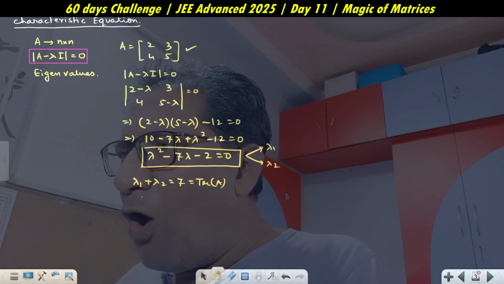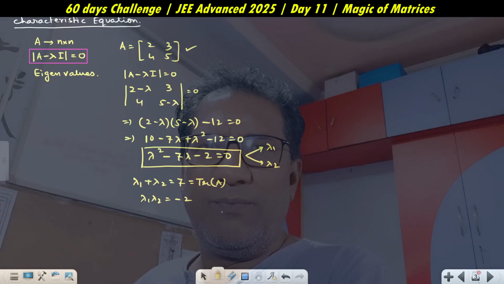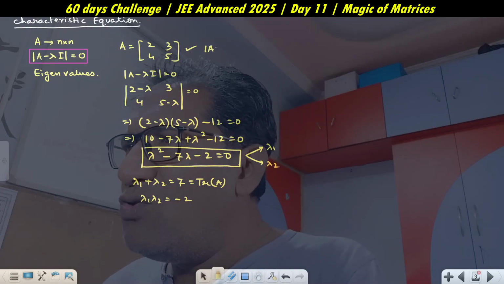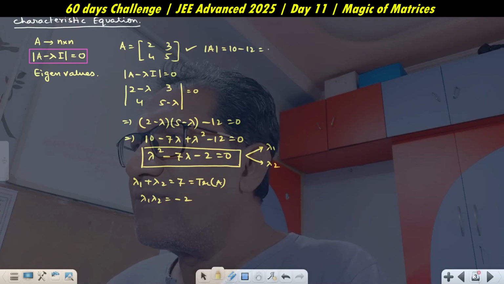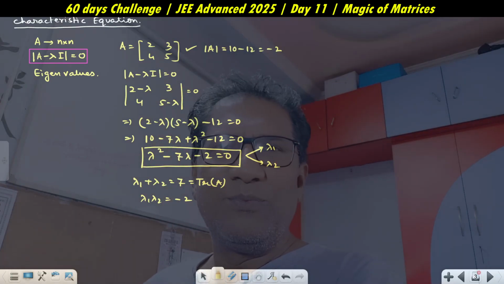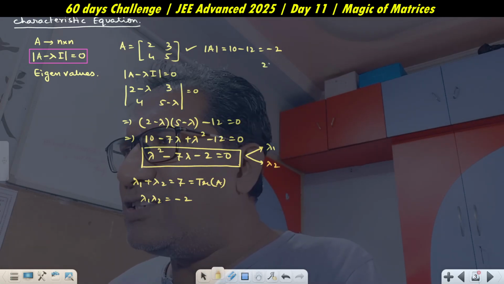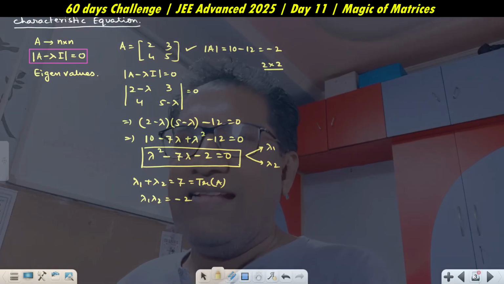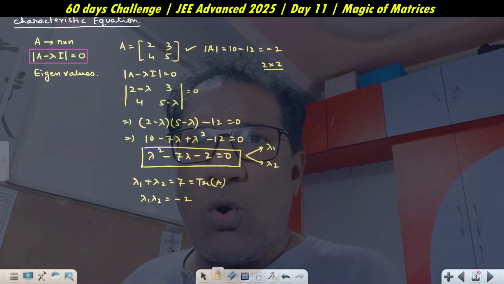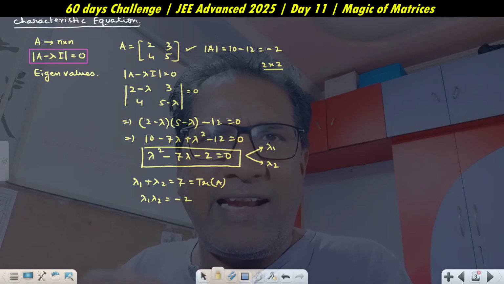Moreover, the product of these two eigenvalues is minus 2. And if you find out the value of the determinant, we are getting minus 2. So what we have learned? We have learned that whenever a 2 into 2 square matrix is given to us, I have shown you the actual way of finding out the characteristic equation.